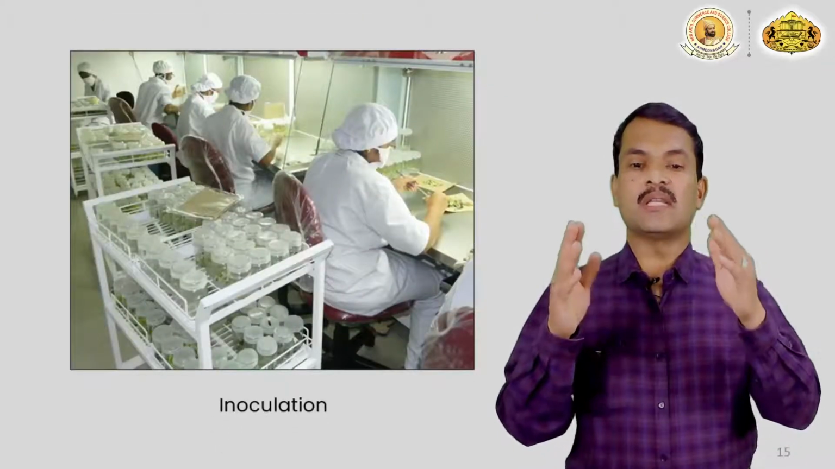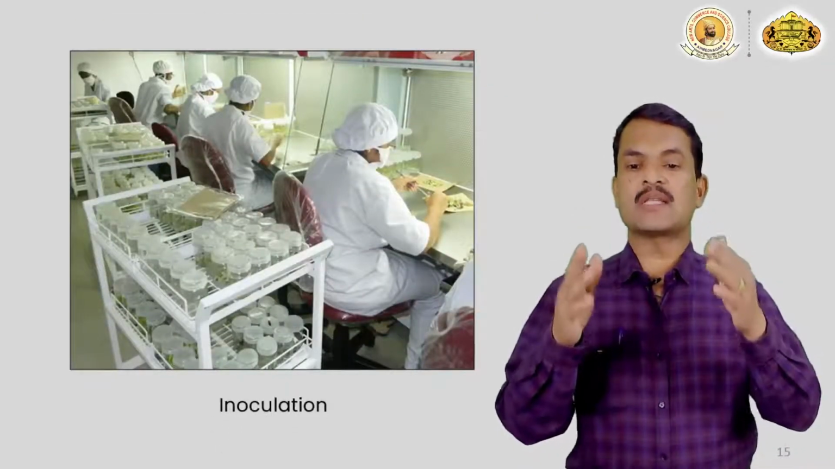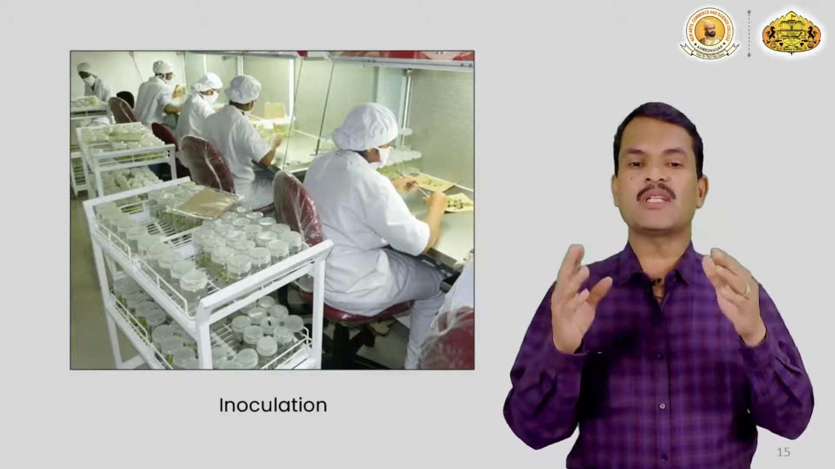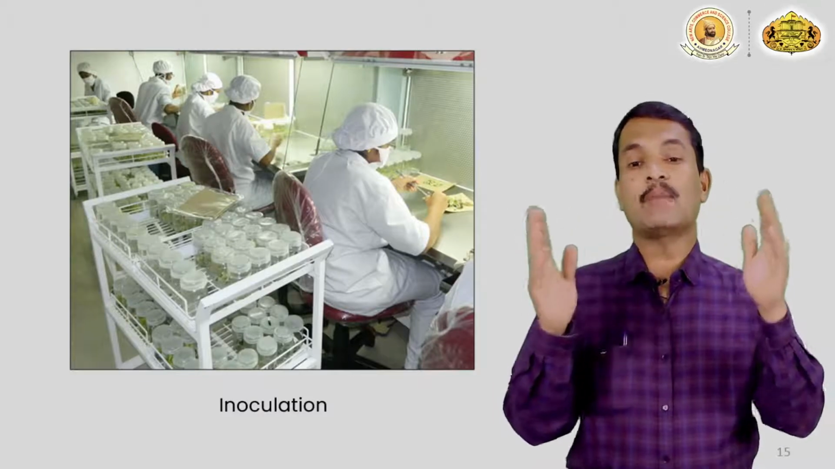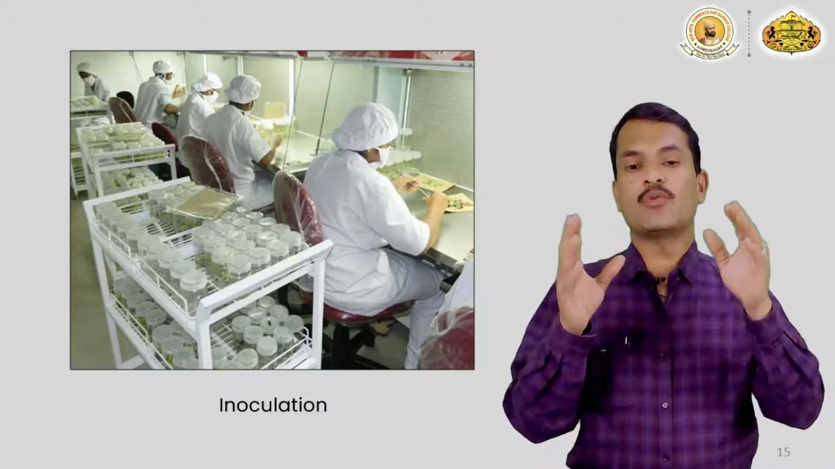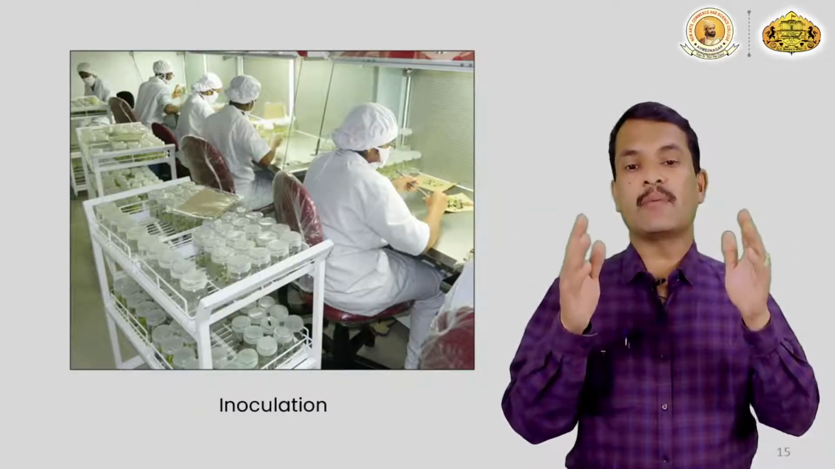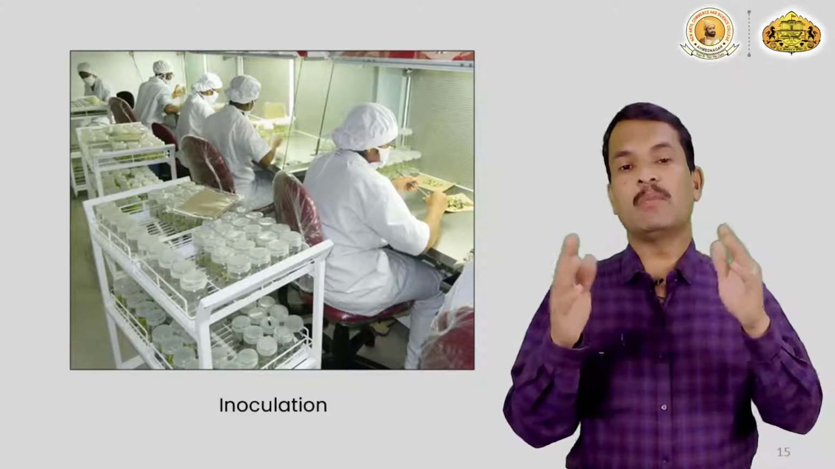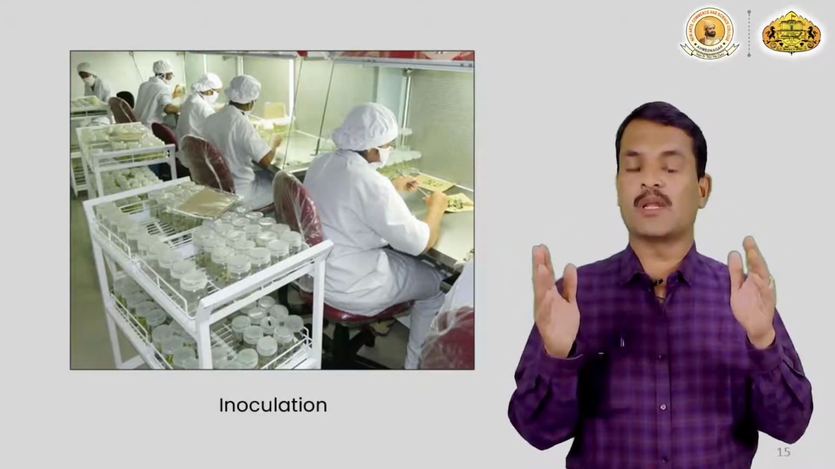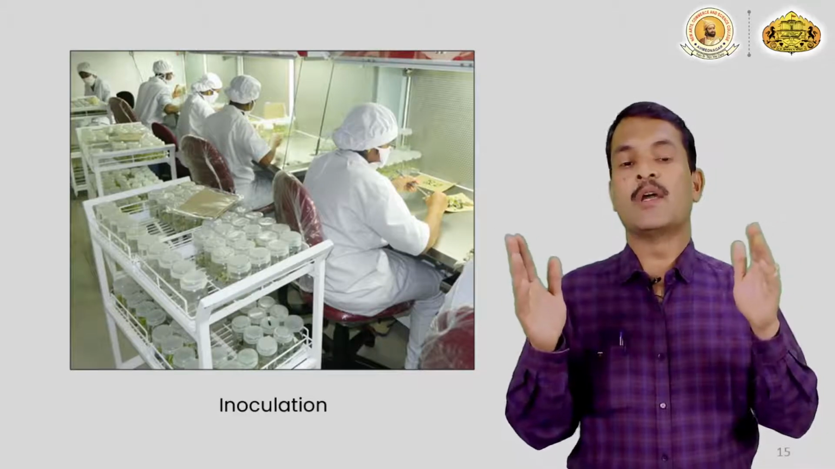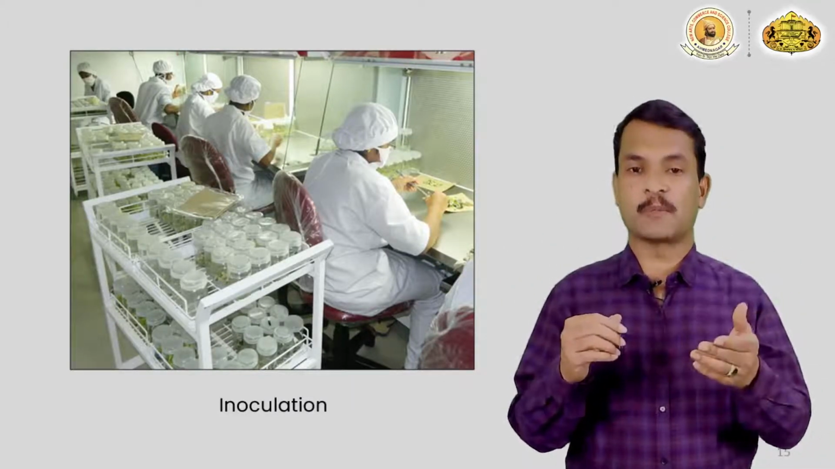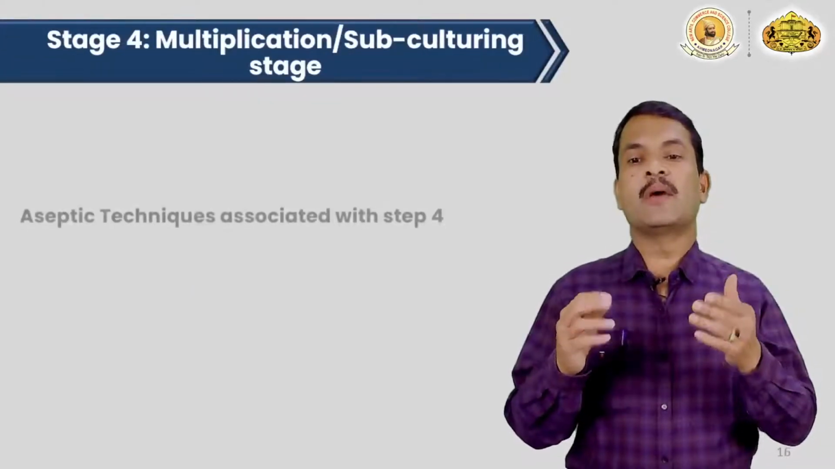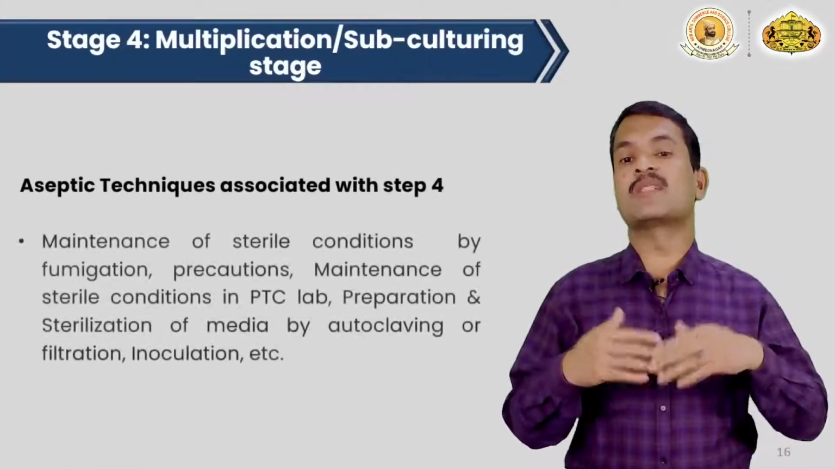Here we can see people doing the inoculation work within the laminar airflow. They are using separate laminar airflows. Remember, they may be vertical or horizontal types of laminar airflows. These laminar airflows are used for inoculation. The next step is the multiplication or subculturing stage.